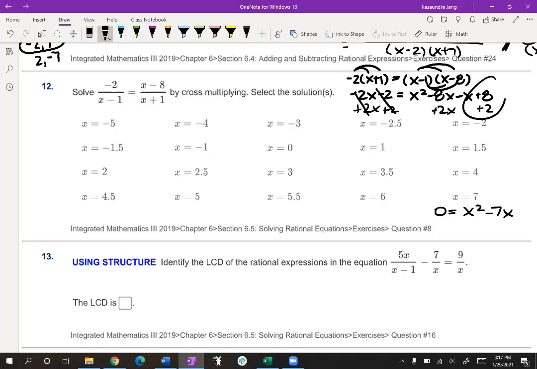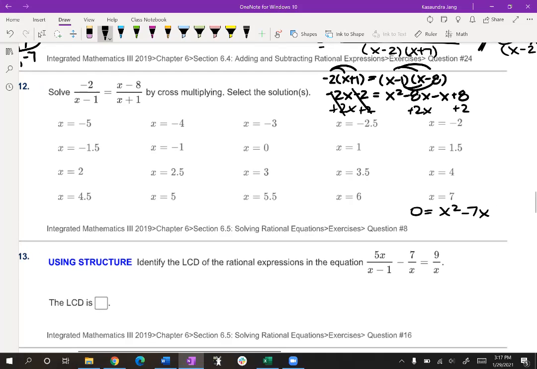And then let's see my constants. My 8 plus 2 is 10. All right. So the reason I want it all on the same side is so I can factor this and set my factors equal to 0.